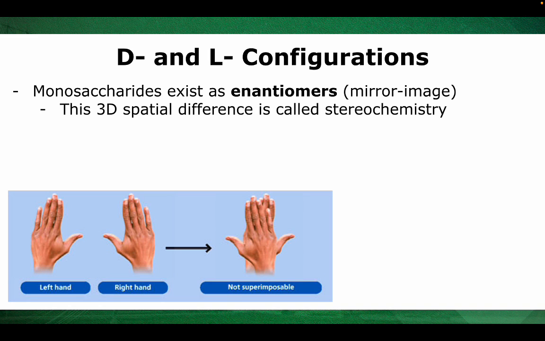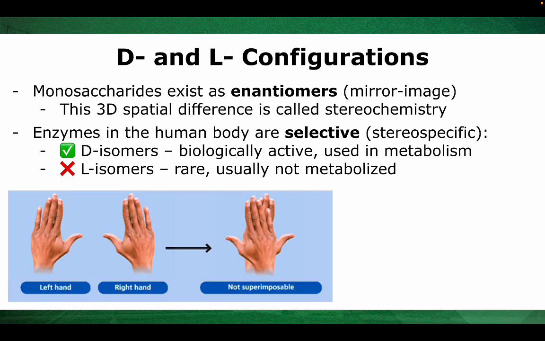So this property is called stereochemistry. It describes how atoms are arranged in 3D space. So even if 2 molecules have the same formula, their 3D arrangement can make them very different biologically. Why does this matter? Because our body's enzymes are extremely picky, very selective. They are what we call stereospecific, meaning they only work with one form.